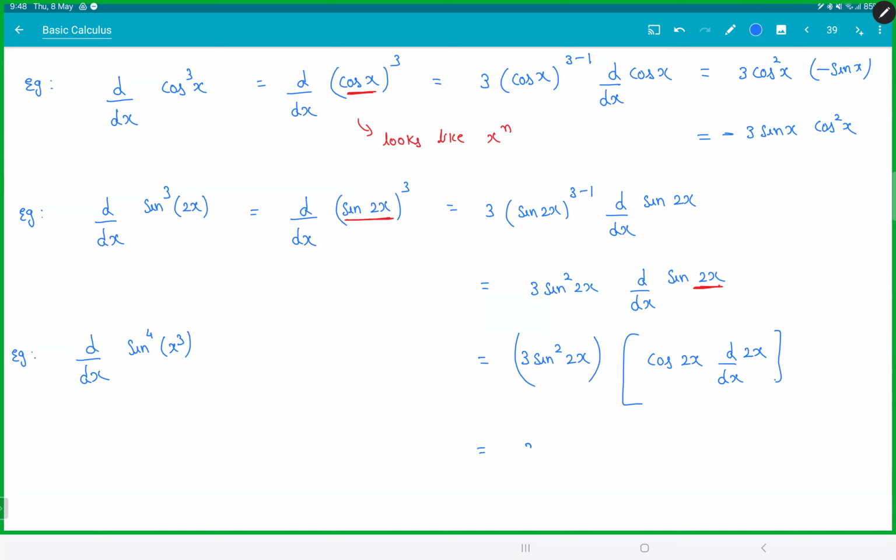So this is 3 sine square 2x, cos 2x. This will be 2 into dx by dx. dx by dx is 1. 2 comes out. 6 into sine square 2x cos 2x. Please ask me the second example. It's a good one. It's a differential chain rule. Inside there is a chain rule. You keep differentiating till you get your standard dx by dx.